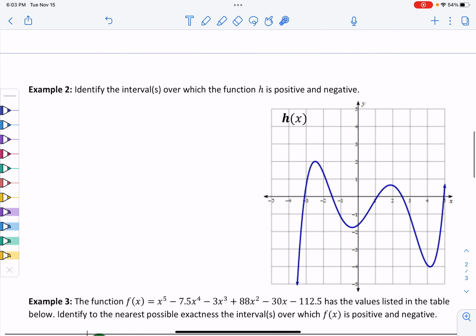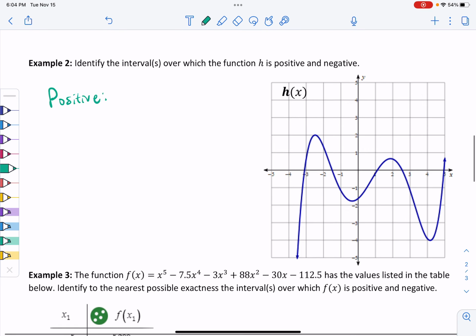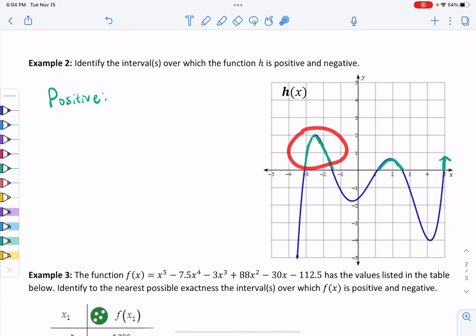All right, example 2. Identify the intervals over which the function h is positive and negative. Let's look at our positive intervals first. We're cutting it right down the x-axis. Positive is anything above the x-axis. So we've got right here, and this little section over here, which isn't that little because it goes on forever. This first section is from negative 3 to negative 1.5, it looks like. So we have negative 3 to negative 1.5.